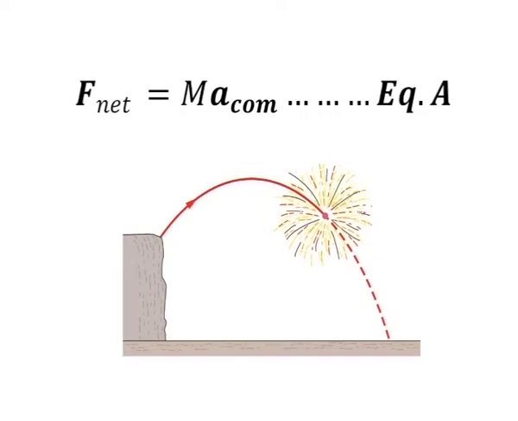If we ignore air drag, the net external force F net acting on the system is the gravitational force on the system, regardless of whether the rocket explodes. Thus, from equation A, the acceleration a com of the center of mass of the fragments while they are in flight remains equal to g, the gravitational pull. This means that the center of mass of the fragments follows the same parabolic trajectory that the rocket would have followed had it not exploded.